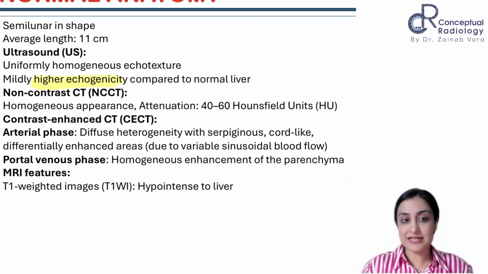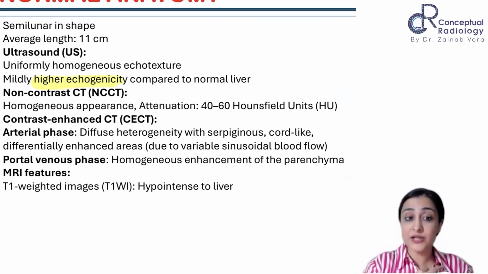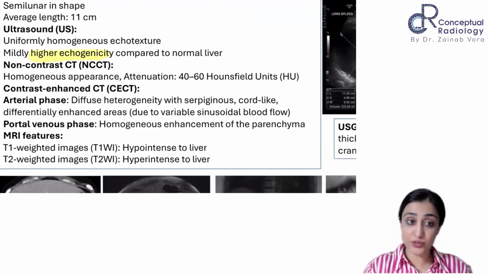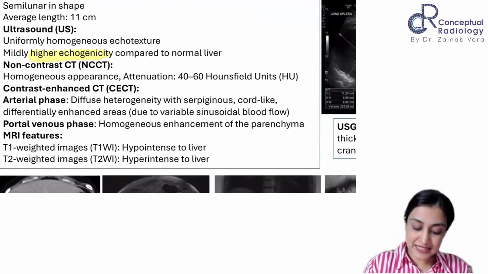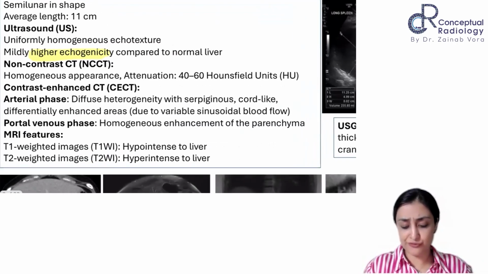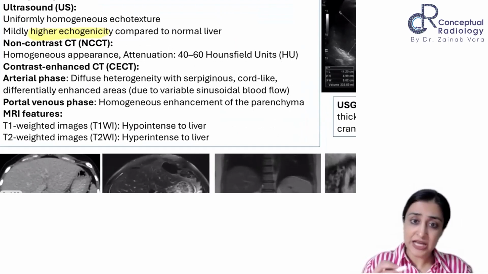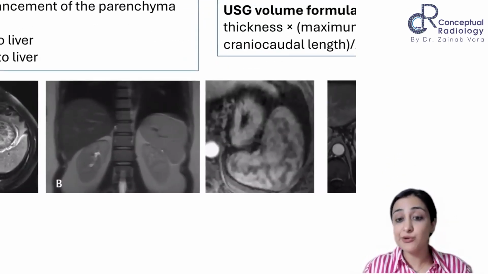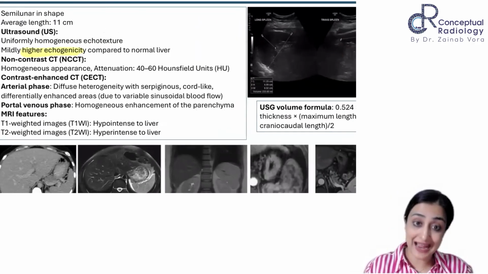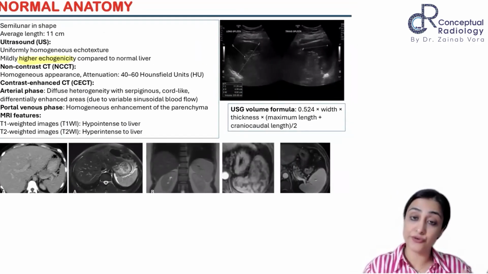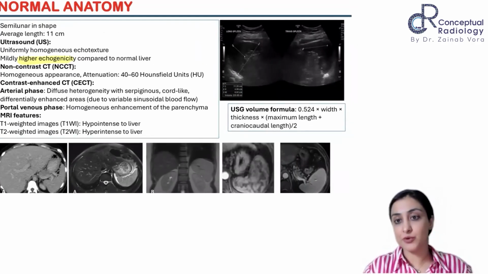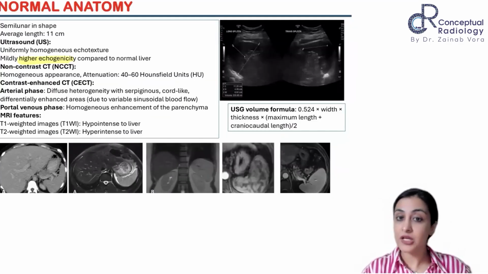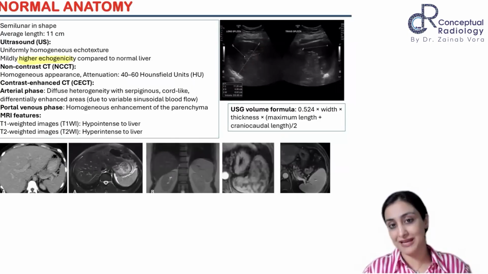So we'll see that. On ultrasound, the echo texture is hyperechoic to the liver. On NCCT, it is homogeneous with an attenuation of 40 to 60 on the non-contrast. On CECT, we will see this typical serpiginous, zebra-like enhancement on both CT and MR, and that is because of the red pulp and white pulp, okay? Isn't craniocaudal length and maximum length the same? It is. Yeah, it is the same because craniocaudal length is the one that is going to be maximum.